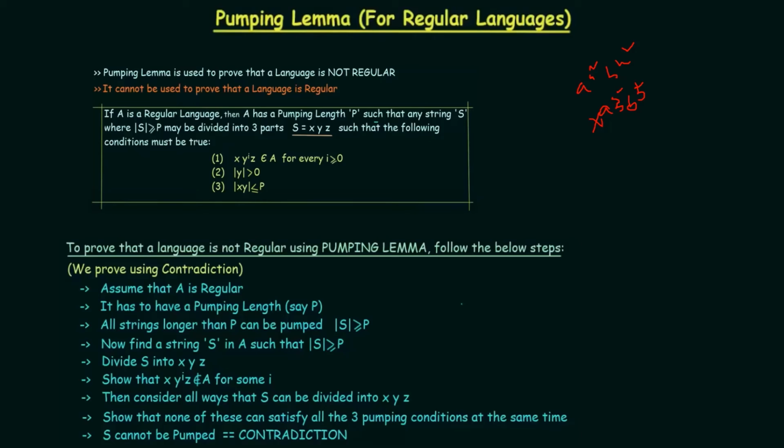The basic concept behind the pumping lemma is that if A is a regular language, then A has a pumping length P, such that any string S where the length of S is greater than or equal to P may be divided into three parts, S equals XYZ, such that the following conditions must be true. If these three conditions fail, then you can say that it is not a regular language. If these three conditions hold, then you can say that it is a regular language.